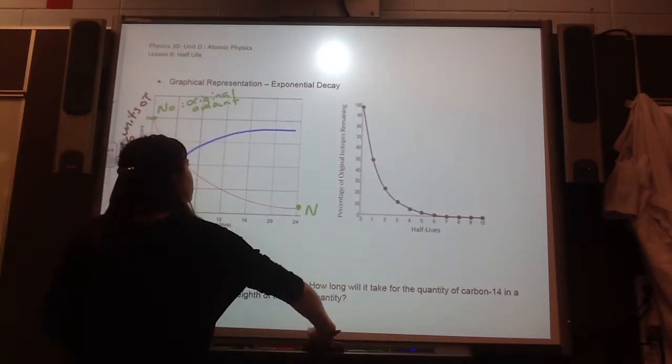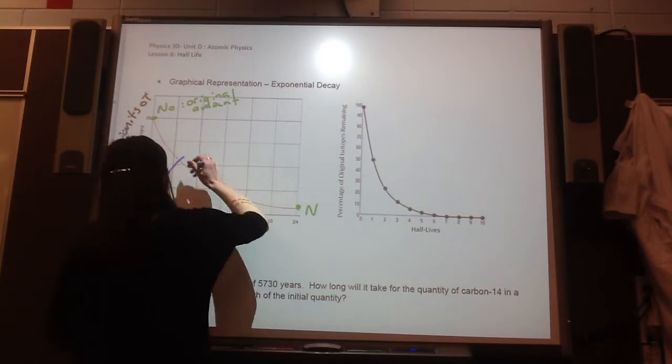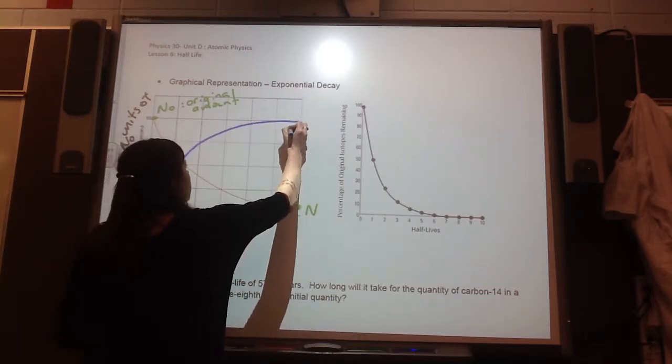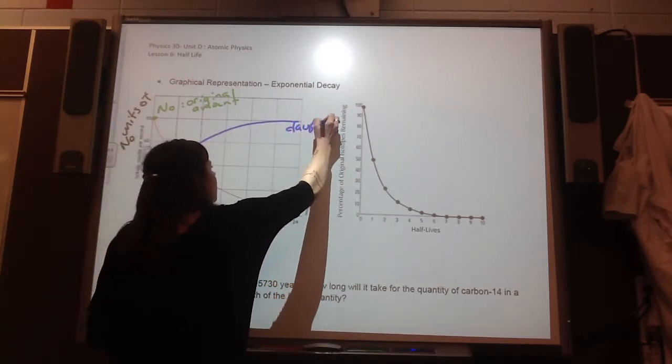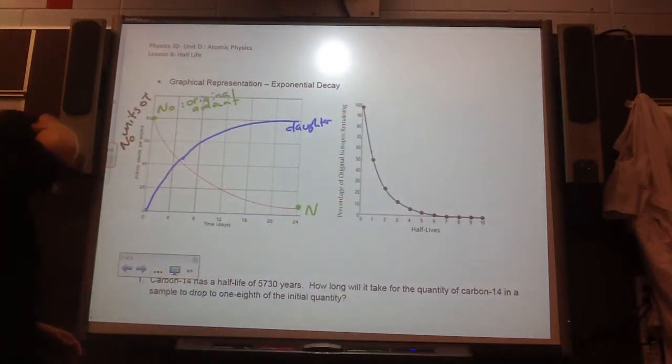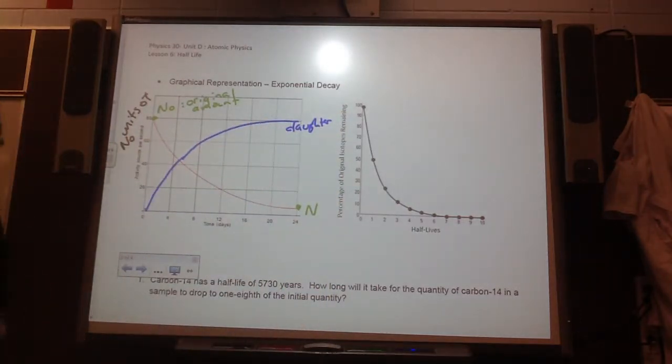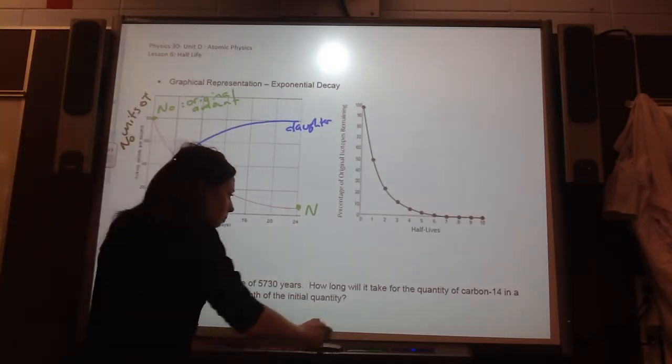So this is a question in your workbook, where you have to think about what the daughter element graphs would look like comparatively. So I just wanted to let you know about that.